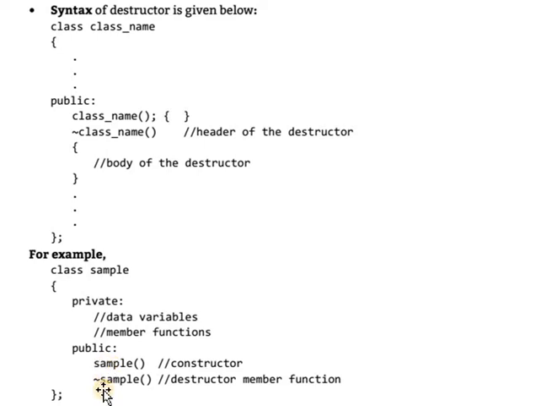How to define the destructor function? By using this tilde symbol. The tilde symbol represents the destructor. By using the tilde symbol and class name, it is the syntax for defining a destructor: tilde symbol, class name, and after that we can write the body for the destructor definition.